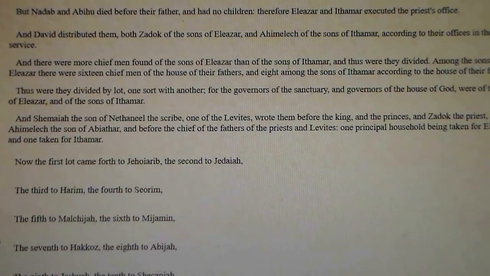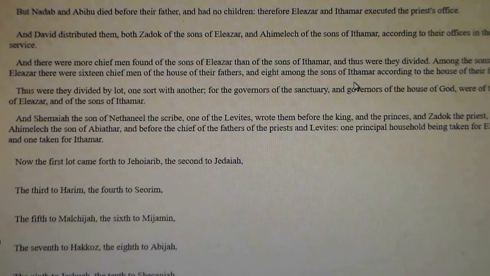And thus they were divided among the sons of Eleazar, 16 chief men of the house of the father, and 8 among the sons of Ithamar, according to the house of their fathers. In other words, 24 courses were assigned to 24 Levitical priests of the sons of Eleazar and Ithamar. 1 Chronicles 24 verse 3 through 18.